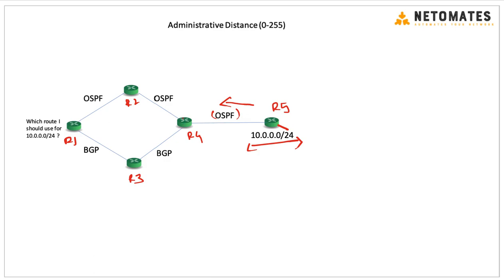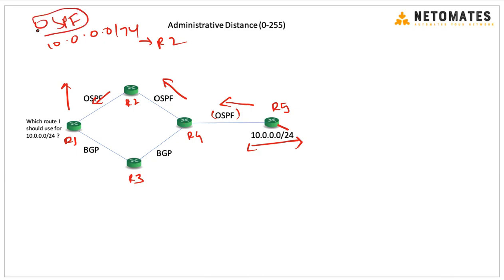R4 learns it, and then we have OSPF between R4 and R2, and it will provide that route information to R2, and R2 will do the same thing. So with this OSPF, R1 learns that to reach 10.0.0.0/24 it needs to forward the packet to R2. This is the information it got from the OSPF protocol.